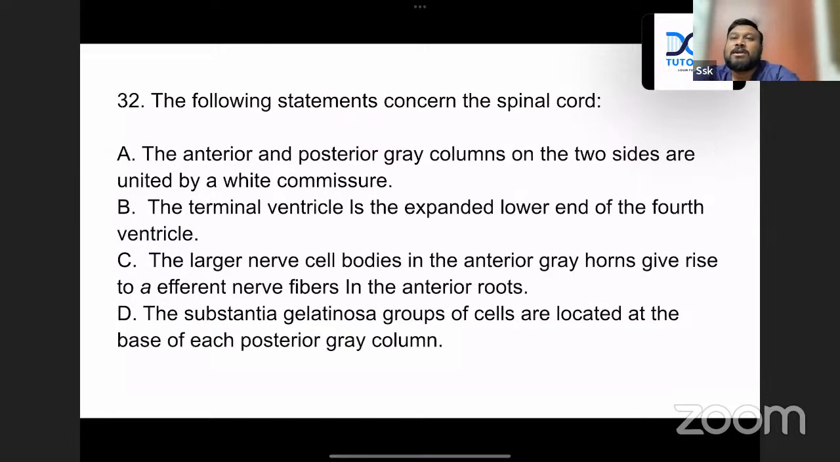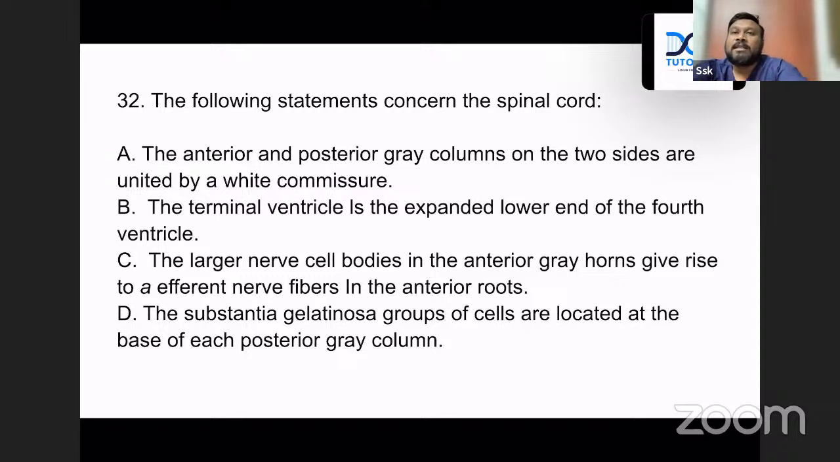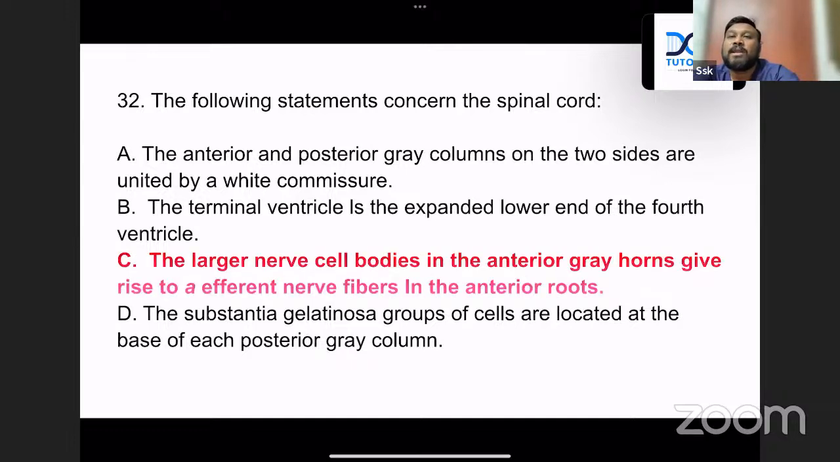Which of the following statements is true regarding the spinal cord? The anterior and posterior gray columns on the 2 sides are united by white commissure. That is the wrong statement. It is going to be gray commissure. The terminal ventricle is nothing but the expanded lower end of the 4th ventricle. The large nerve cell bodies in the anterior gray horns give rise to alpha type of efferent nerve fibers in the anterior roots. And the substantia gelatinosa group of cells are located at the base of each gray column. So here the answer is option C.